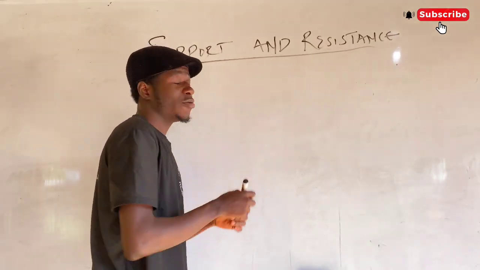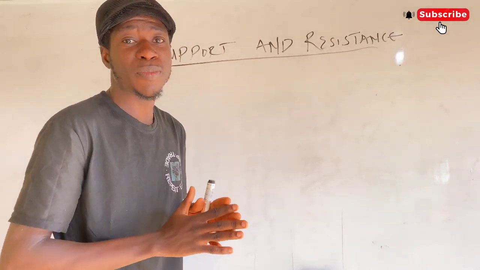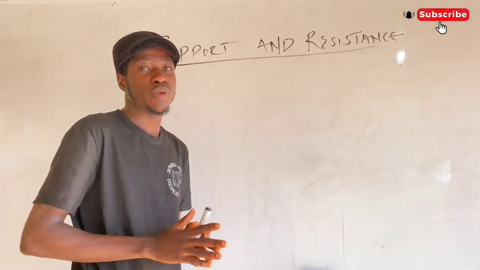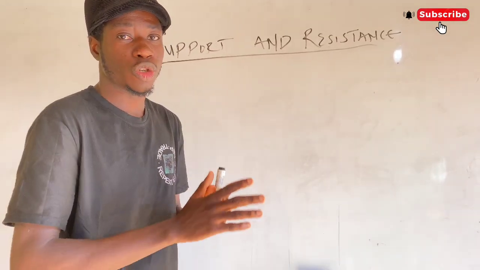So what support and resistance is all about is price points, right? Price points where sellers get in control and price points where buyers actually get in control in the market.